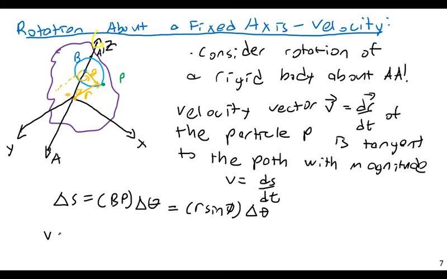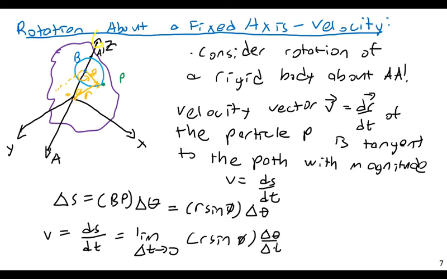And so then V, the velocity, is equal to ds/dt, which equals, oh my goodness, that's very poor writing. ds/dt is equal to the limit as delta t approaches 0 of R sine of phi times delta theta over delta t, which equals R theta dot sine phi. All right.